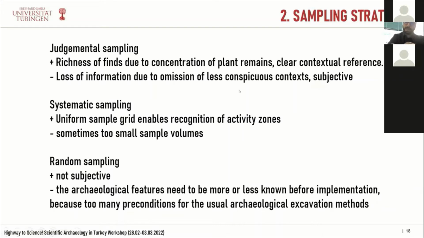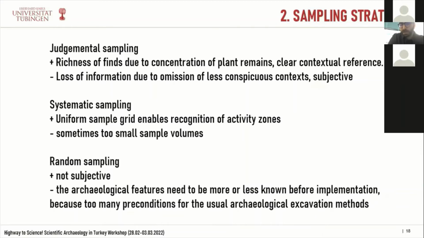So there's systematic sampling. This is the uniform sampling grid: first you devise the uniform sampling grids to recognize the activity zones in your archaeological context. Then you collect the samples from every little grid, every square. One of the disadvantages is that there could be too many samples if you collect too many subsamples in this way from every grid, and this can be a little bit difficult to process.